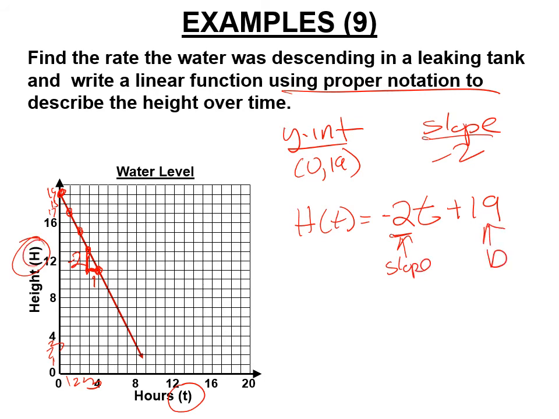Instead of saying this, the other one in these parentheses, H of T. Height is a function of time. The more time goes by, the lower the water gets. The height is a function of the time. It starts at 19. I didn't say, does it say inches? Let's say it's 19 inches, and it's going down 2 inches per hour.